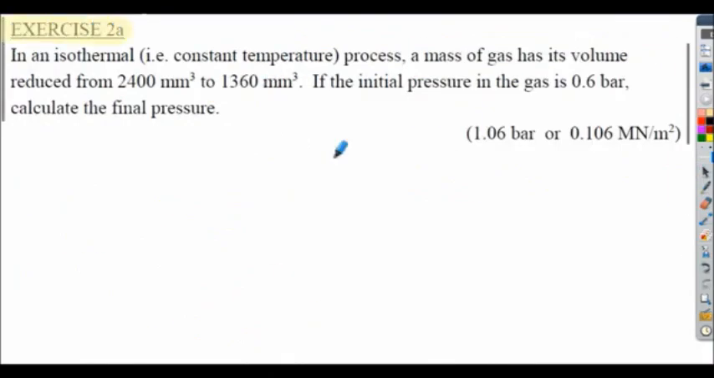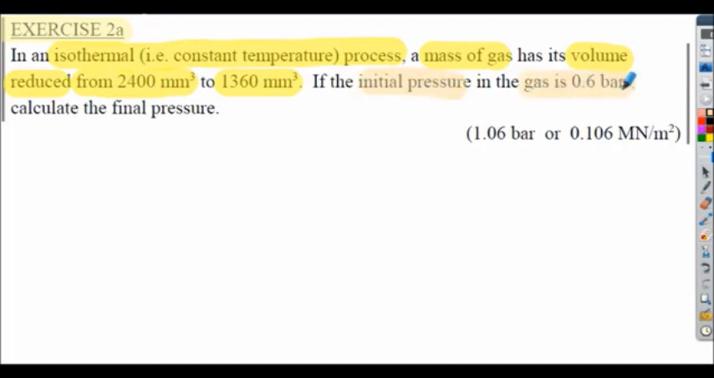Exercise 2A. In an isothermal process, a constant temperature process, the mass of gas has a volume reduced from 2,400 millimeters cubed to 1,360 millimeters cubed. If the initial pressure of the gas is 0.6 bar, we've got to calculate the final pressure. The answer is given in the bracket in two forms, both in bar and in meganewtons per meter squared.